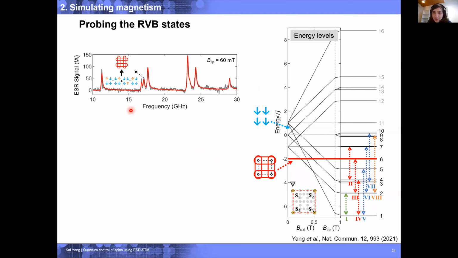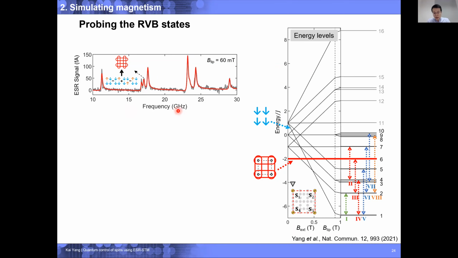Sorry for interrupting. There's one question in the chat. The question is, why did you use inelastic spectroscopy instead of ESR when the effective tip magnetic field is large? Is ESR not suitable for a large magnetic field?